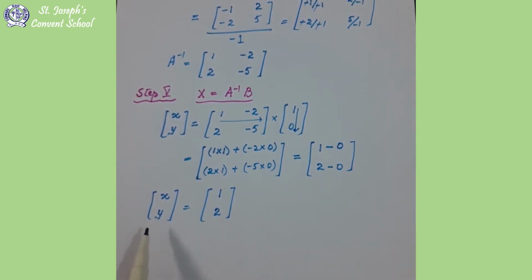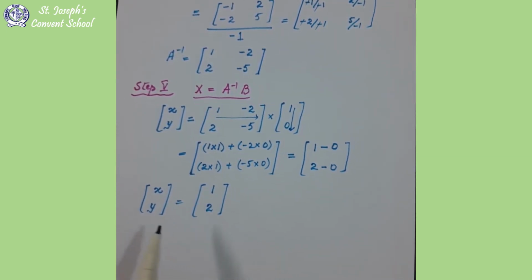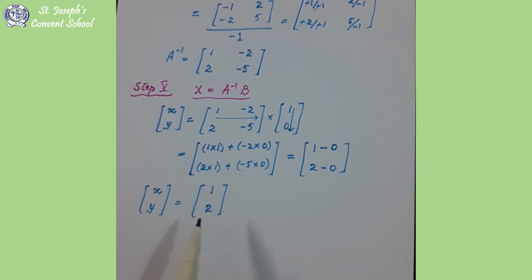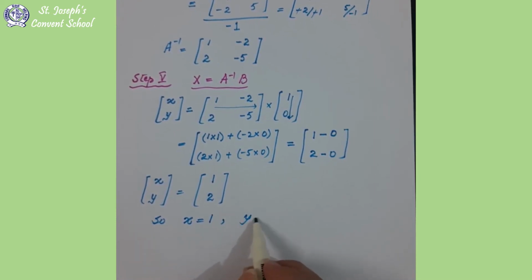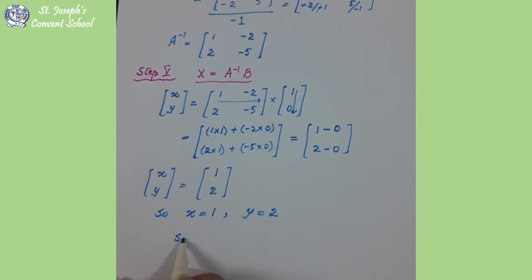So these two matrices are equal. It means x equals 1, y equals 2. So x equals 1 and y equals 2. So the solution set is, in the end you will write this in solution set in the answer.